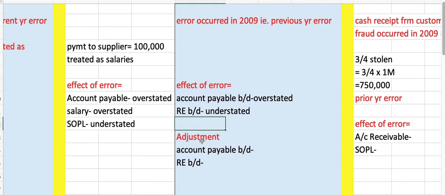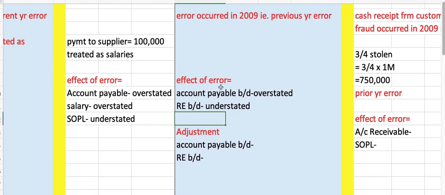So how do we adjust for this? Since account payable is overstated, we should decrease the account payable, and since the RE is understated, we should add to the RE. Account payable is a liability. When it is decreased, it should be on the debit side. Retained earning is profit. When you need to add it back, it should increase on the credit side. Therefore, the journal entry would be debit account payable and credit retained earning.